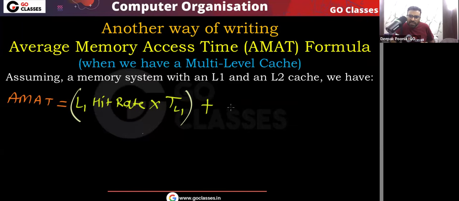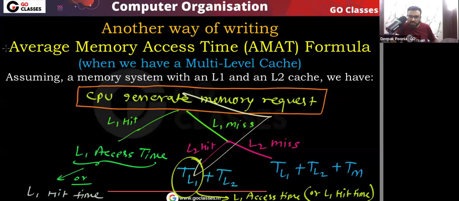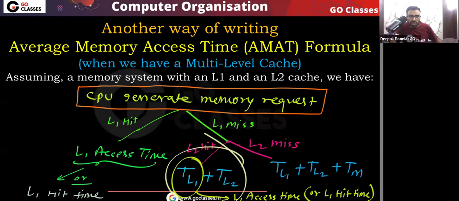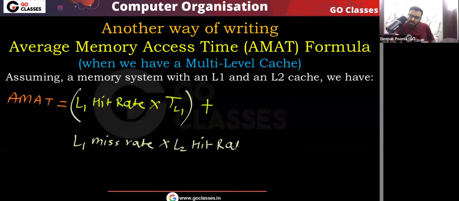when there is an L1 miss, then what will happen? Either we have this path or we have this path. So you can see when we have L1 miss, L2 hit, then this is the total access time seen by the CPU. So I can say plus L1 miss rate into L2 hit rate into L1 access time plus L2 access time.